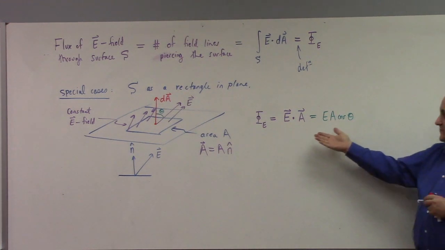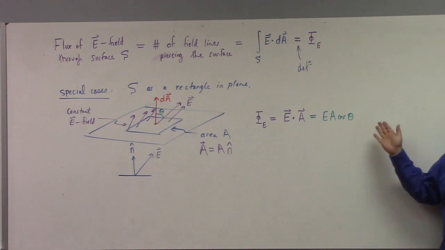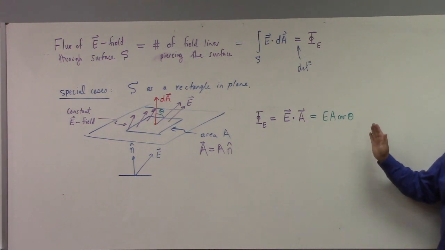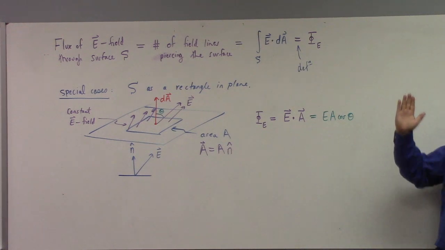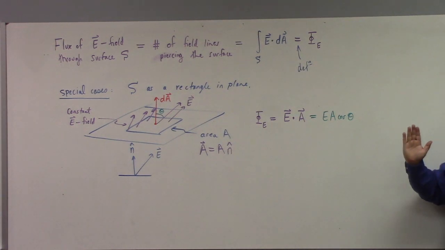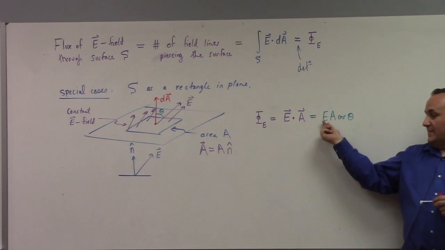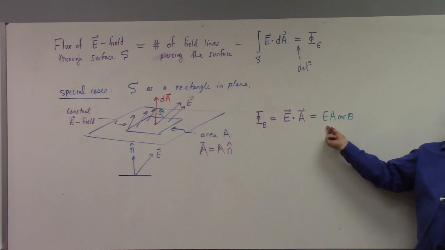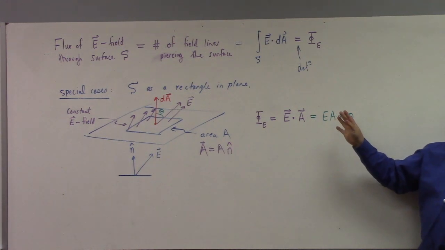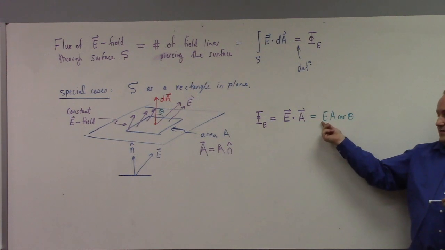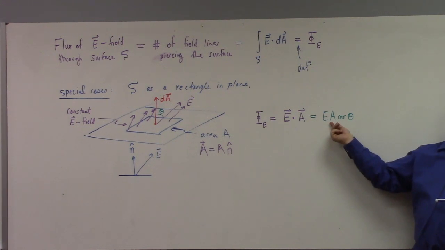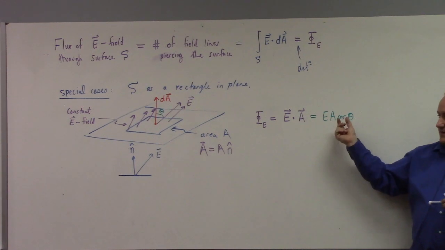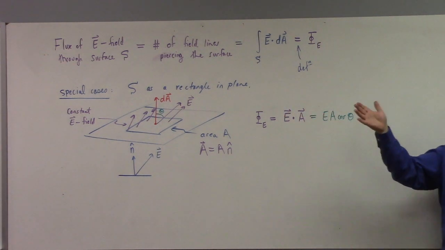Let's appreciate what goes on here. Special case: if the electric field directly goes through the surface, the flux is simply what? The product of the magnitude of the electric field times the area. Simple as that. And that corresponds to what I was saying about field lines a second ago. The larger the electric field, the greater the flux. Or if the electric field's constant and you double the area, you double the flux. So that's essentially the same idea that was hiding in counting the field lines.